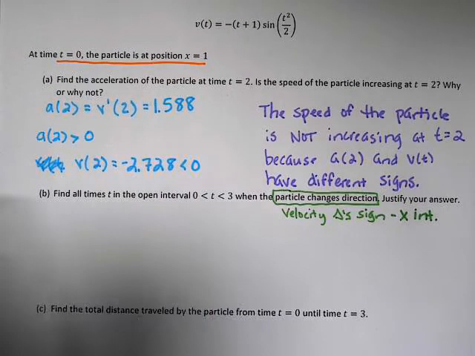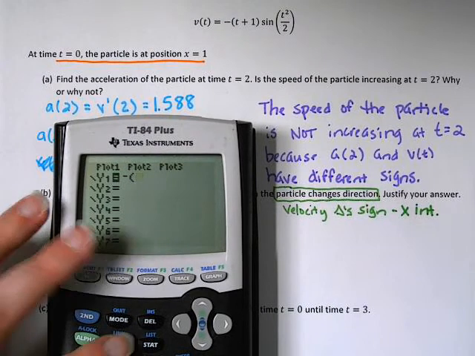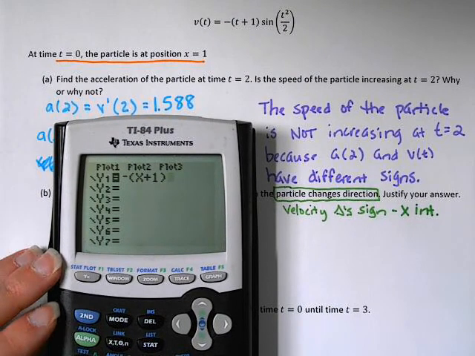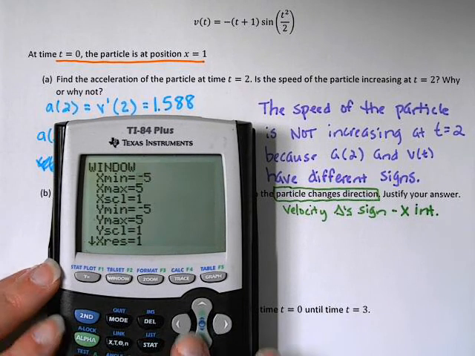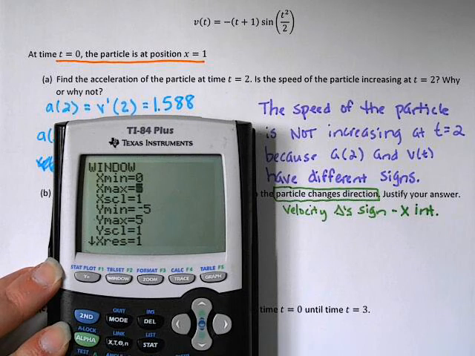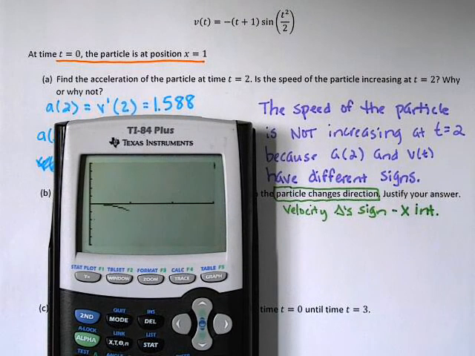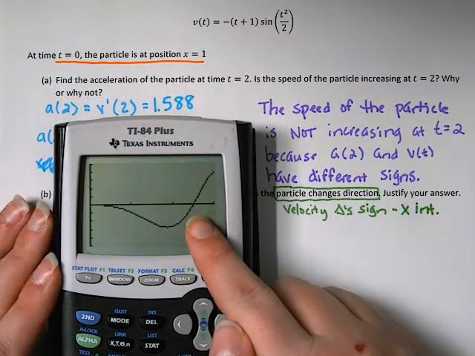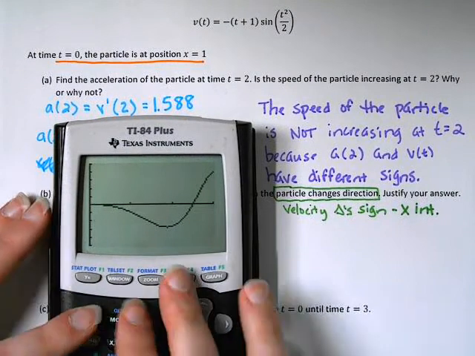So we're going to go ahead and grab our calculators, and we're going to plug this function in. So negative x plus 1 sine of x squared over 2, and I'm going to change my window to just be from 0 to 3 because that's the interval that I'm looking for. And let's see what happens. Okay, there we go. So that's good. We can see that not only does it have an x-intercept right here, but that it crosses the x-axis. So we just need to find that point.